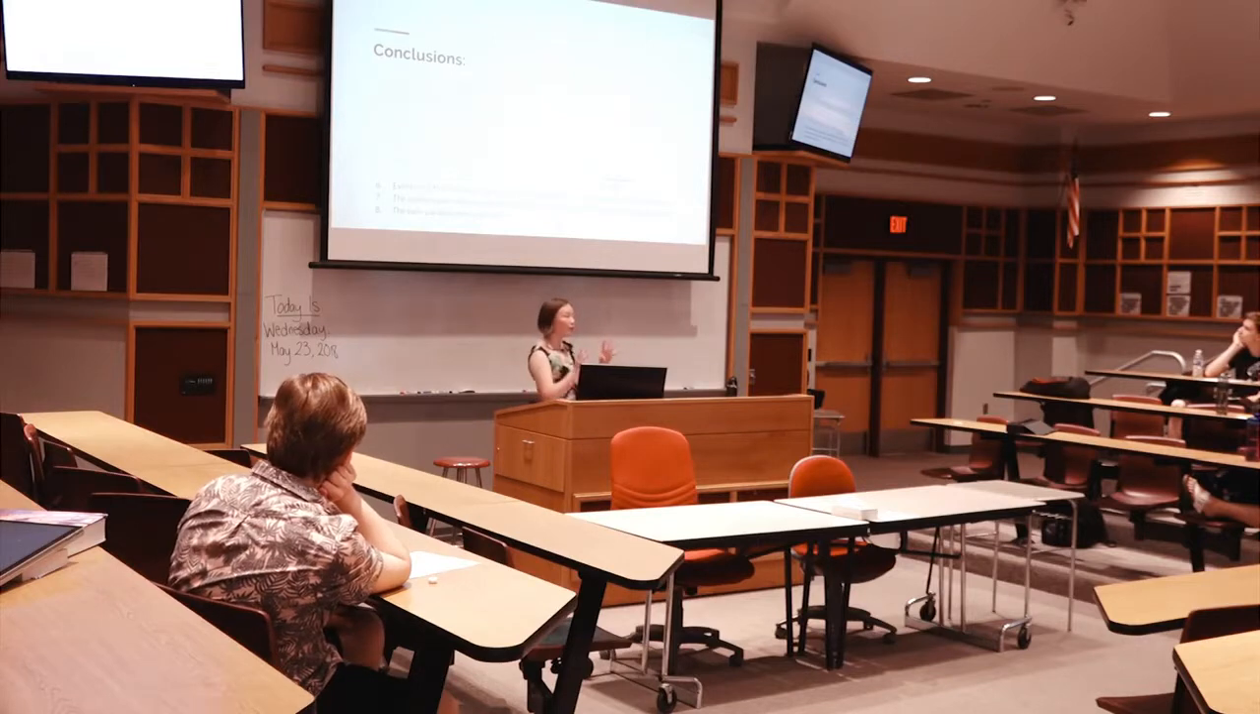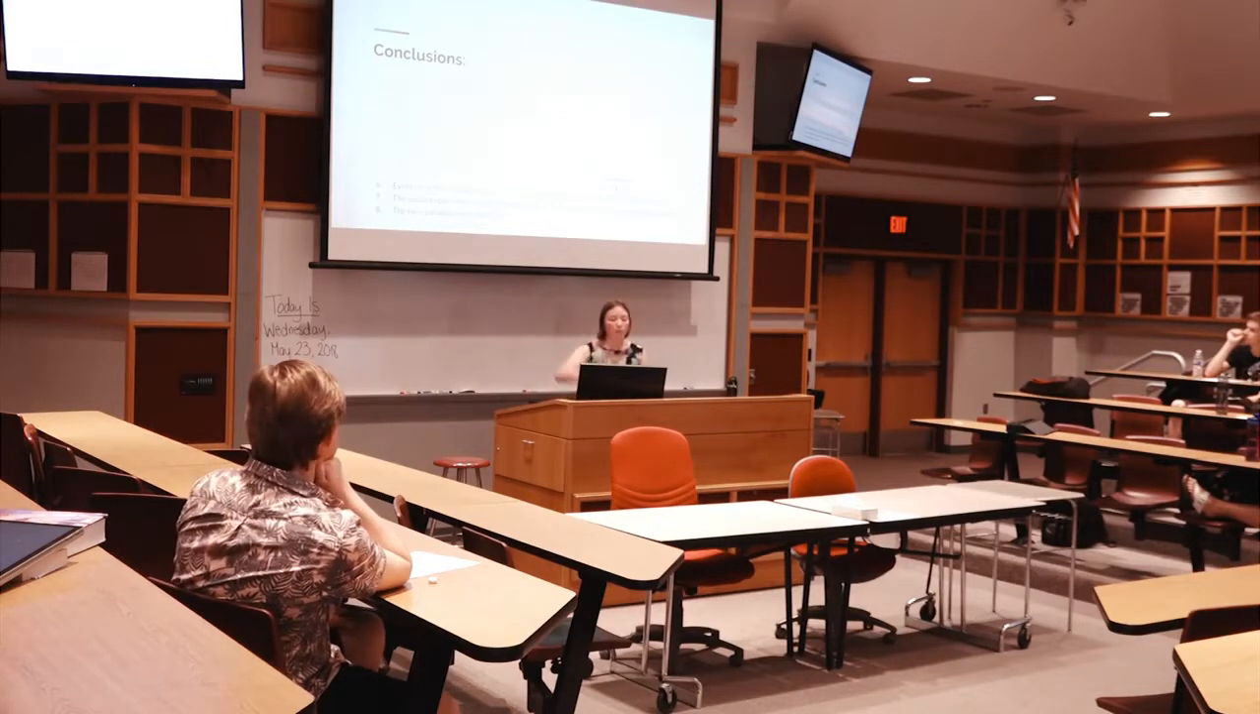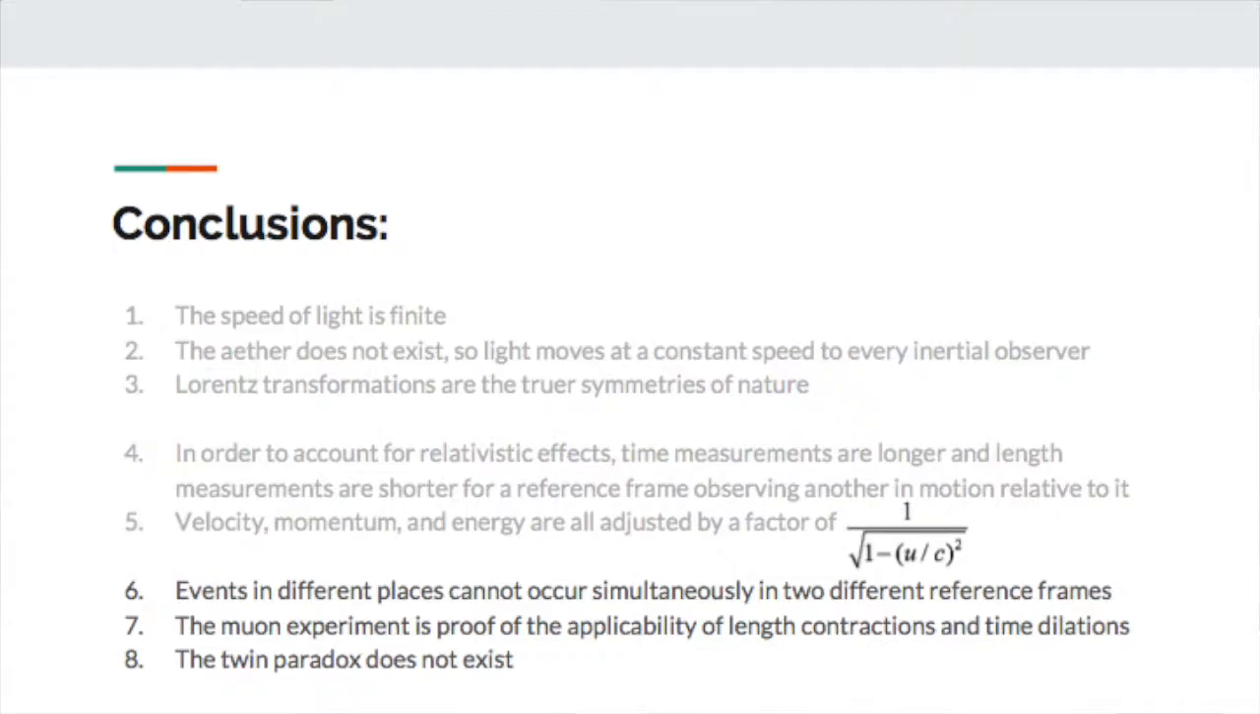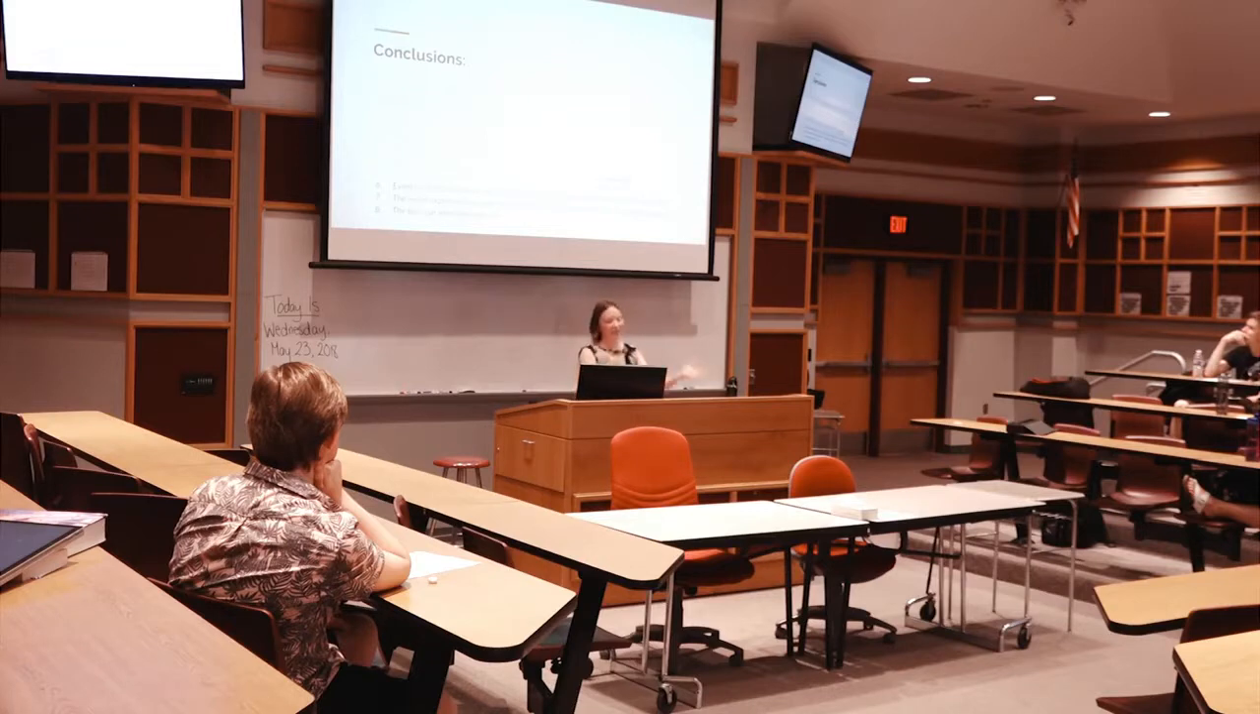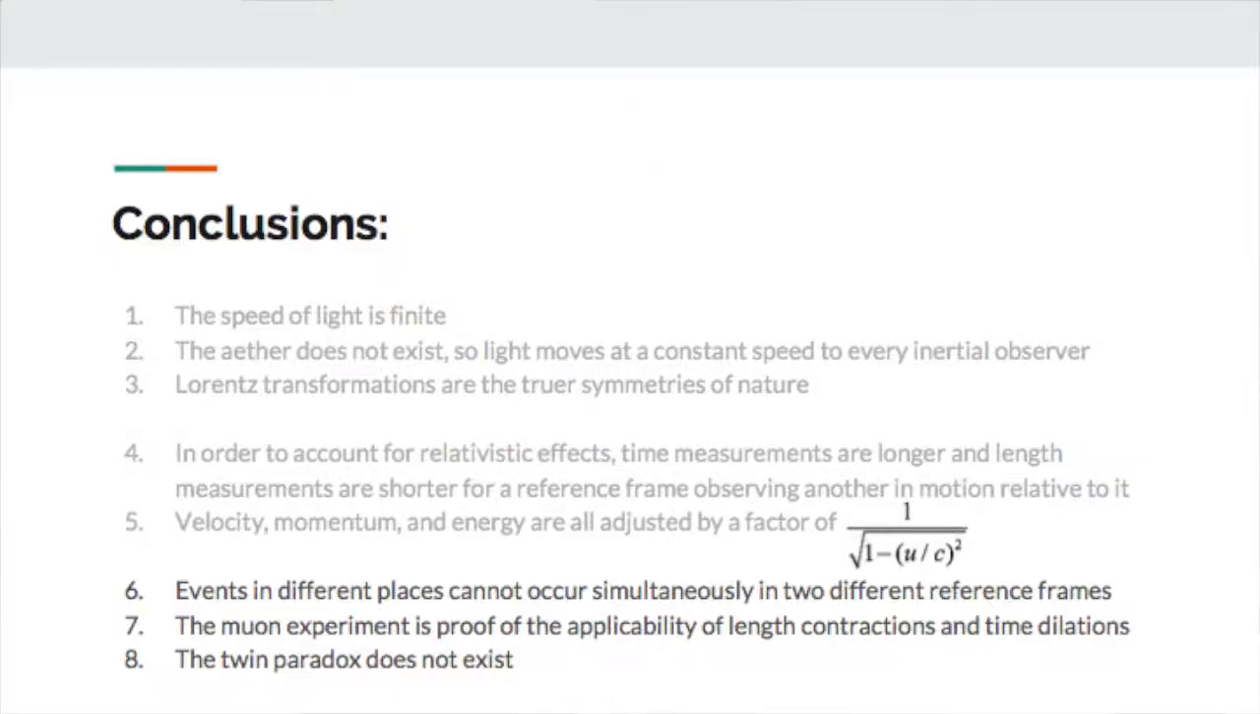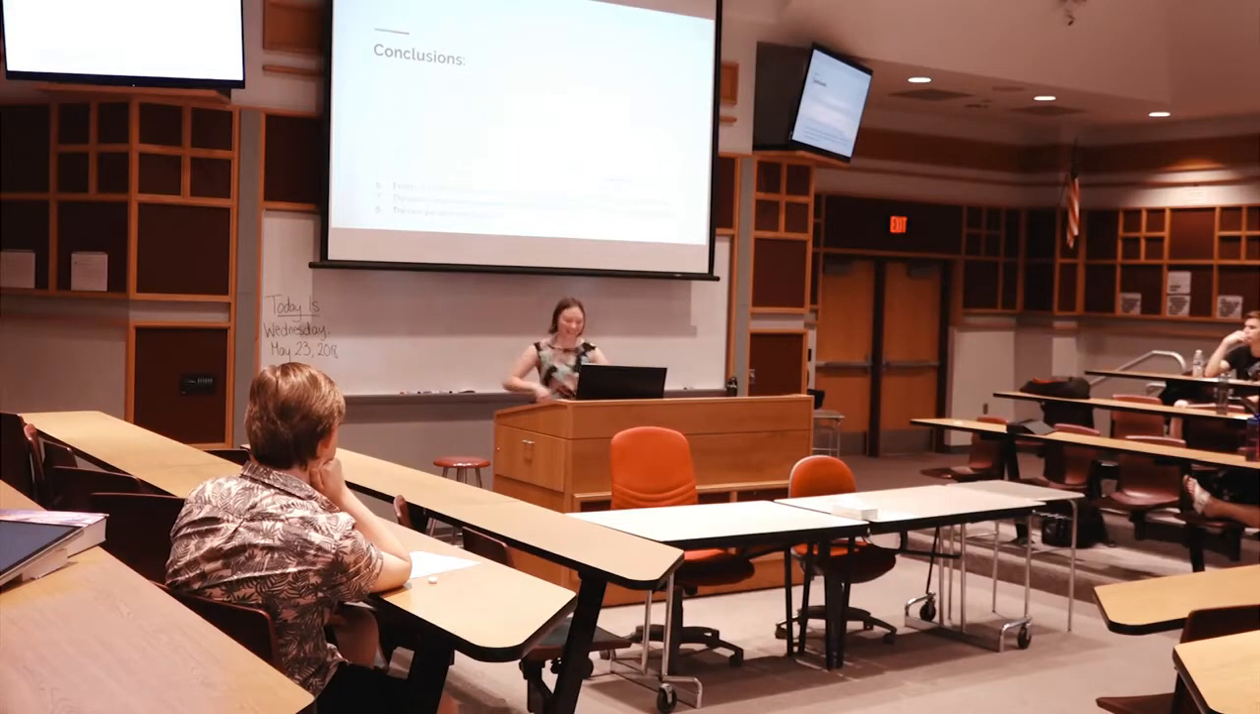Essentially, the 3 conclusions that you can take away from this part, building up with the rest of the things, is that events in different places cannot occur simultaneously in 2 different reference frames. We kind of skipped the explanation of that, but that's just the statement and an interesting fact. The other is that the Muon experiment is proof of the applicability of length contractions and time dilations, a very useful one at that, and that the twin paradox does not even exist. It's not a thing. So you can impress people, especially with that one at parties, and say, this does not exist, and I know why.